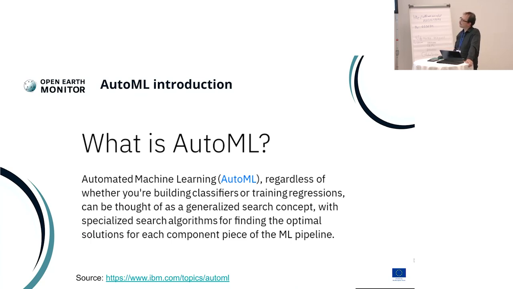So how can we take advantage of this concept, AutoML? First we need to think about what AutoML is. That's the best definition that I could find. It's automated machine learning. Regardless of whether you are building classifiers or training regressions, it's basically a generalized search concept where you can search algorithms to find optimal solutions for every component of that machine learning pipeline that I showed, but doing it in an automated way, with some decisions that were implemented or made in some existing pipeline. And I will show how it works in practice.